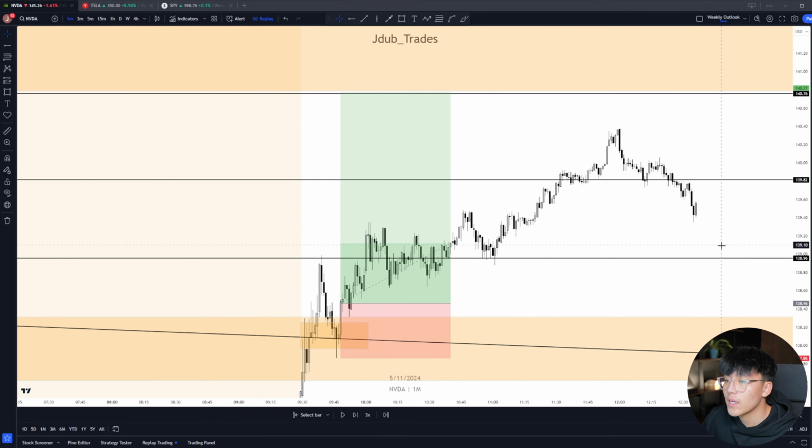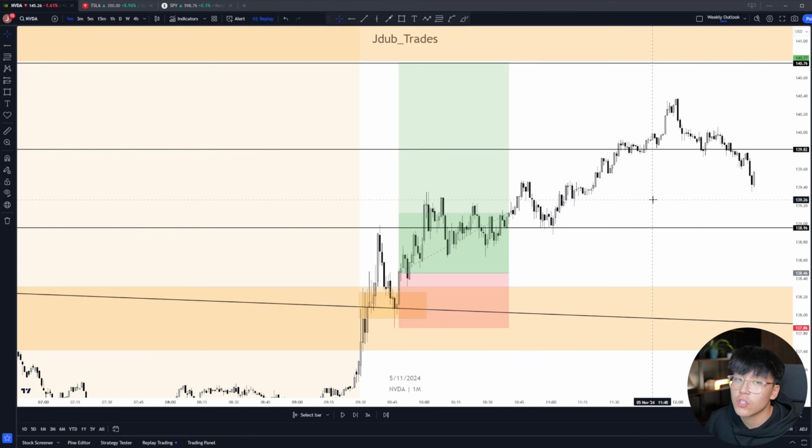And you can see right there, price ended up hitting our first key area, also hit our 139, and most likely I would have ended up getting stopped out on the rest of my contracts once it broke back underneath this 139.82 key area.